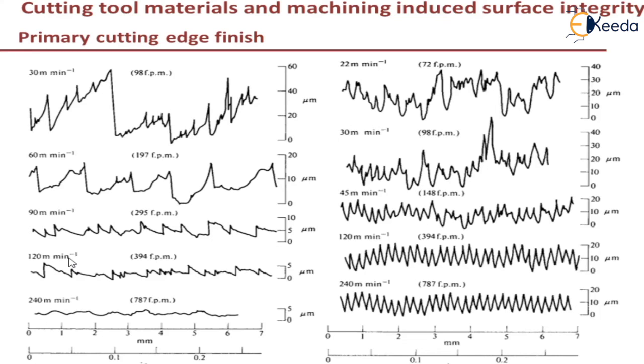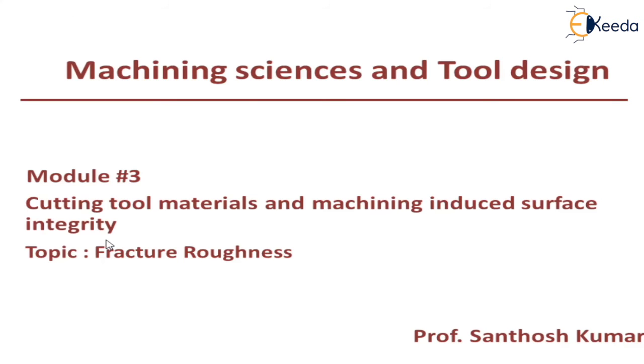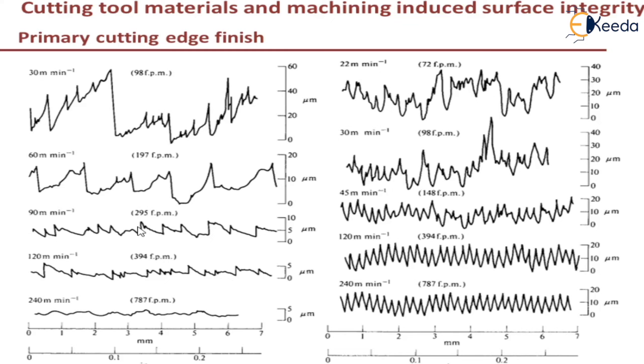Similarly, the left hand side is traced in the circumferential direction, and when it is traced in the axial direction, as you can see here also, as the cutting speed is decreased, the surface roughness increases. That is, you are getting a very rough surface, as discussed in the previous case.